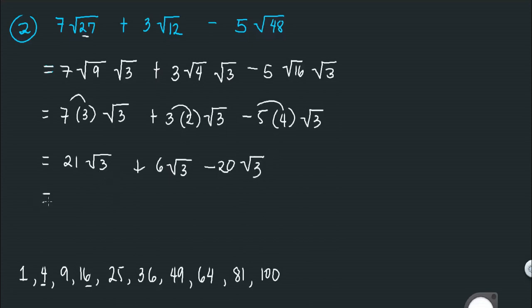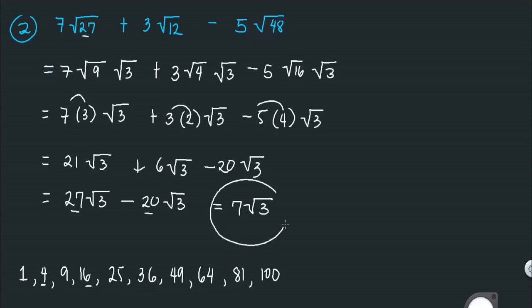So, pwede natin pagsamahin yung mga numbers sa labas ng bahay. Add natin and subtract. Okay? So, 21 plus 6, that is 27 square root of 3. And subtract natin kay 20 square root of 3. Okay? So, 27 minus 20, that is 7 square root of 3. Okay? So, pwede pa mong simplify dyan. I think this is the final answer. Okay? That is example number 2.